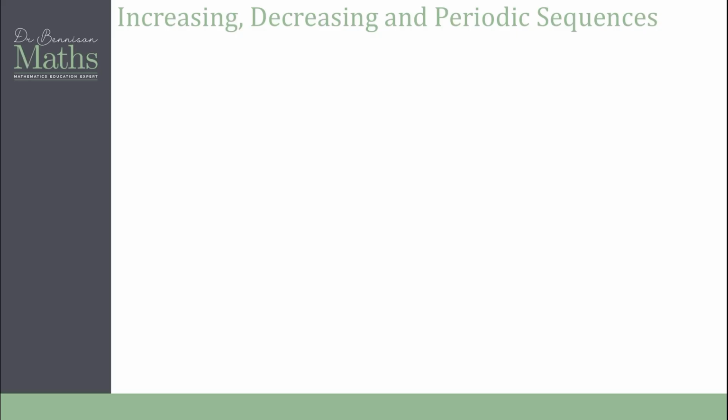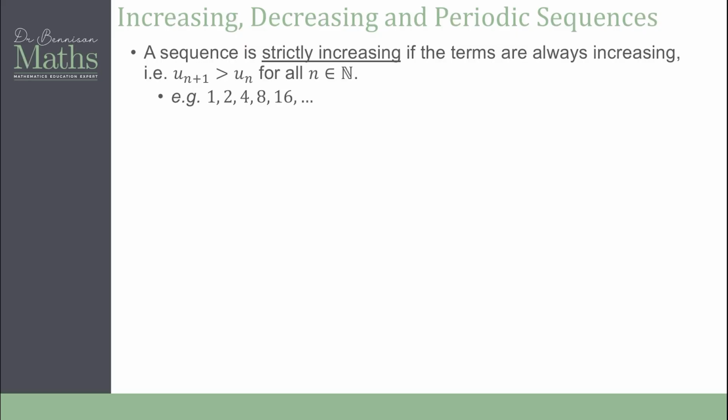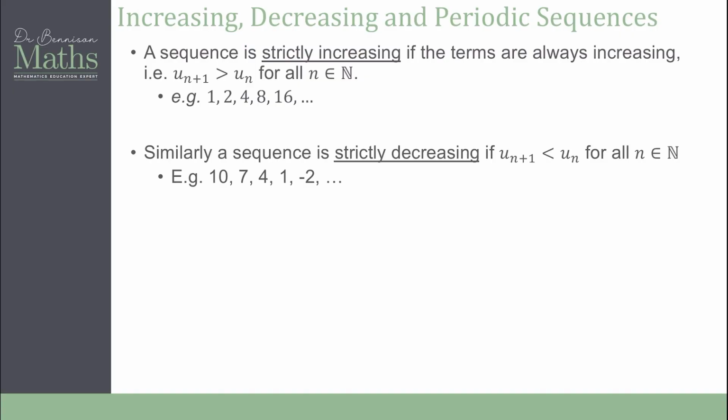So increasing sequences are ones where the terms are always increasing, i.e. u of n plus 1 is greater than u of n for all n. This means that term 4, for instance, is bigger than term 3, term 5 is bigger than term 4, and so on. For instance, the example given there. Similarly, we can define a sequence to be strictly decreasing if subsequent terms are less than the previous term for all possible terms.